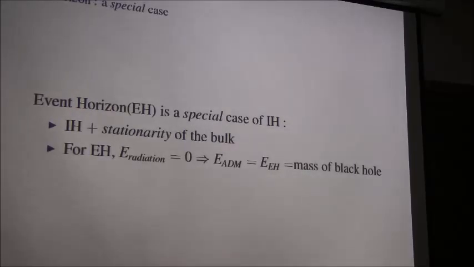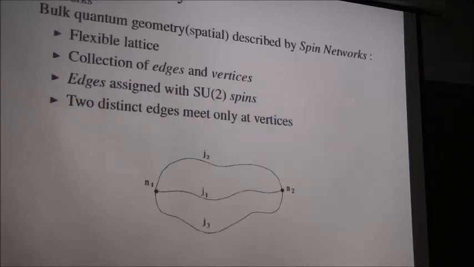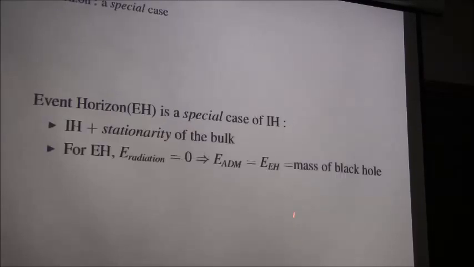So this slide is just to show why the event horizon is a special case of the isolated horizon. If we just impose stationarity in the bulk, that is, the local Killing and the global Killing vectors, etc., then the isolated horizon mass is exactly equal to the Arnowitt-Deser-Misner mass. It is the conserved charge which we calculate.